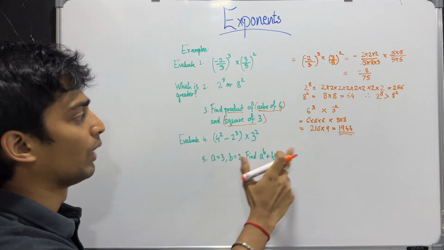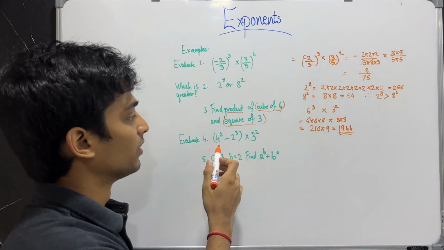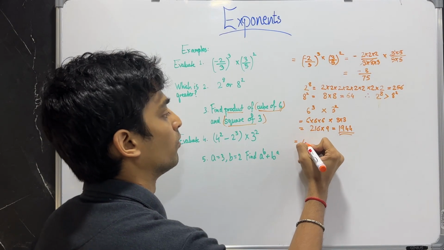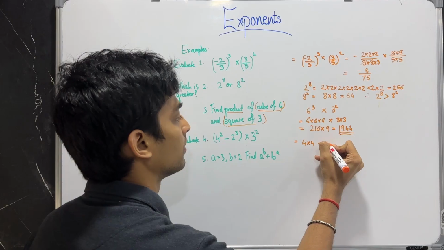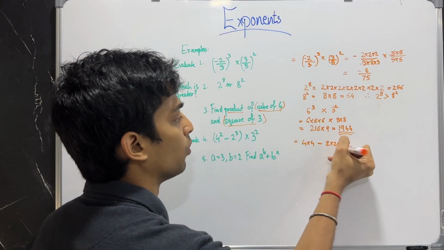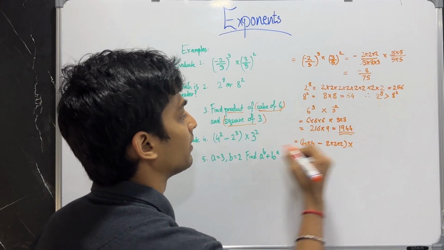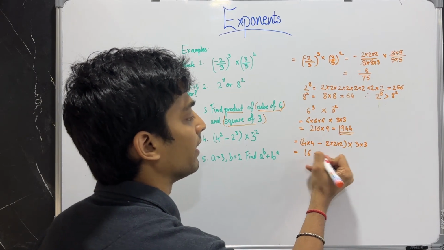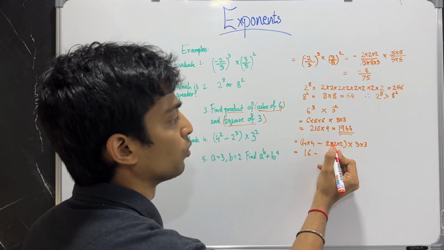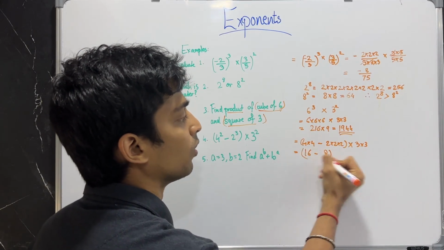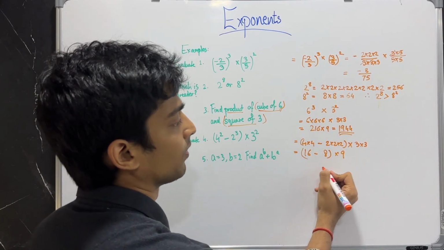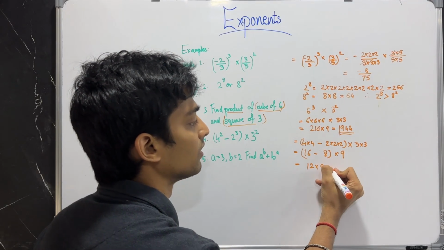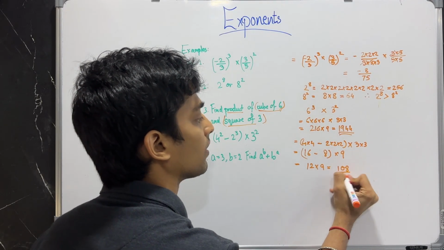Question 4, evaluate. Same method we'll follow. So 4 square minus 2 cube, we can write it as 4 multiplied by 4 minus, bracket, 2 multiplied by 2 multiplied by 2, whole bracket multiplied by 3 square, 3 into 3. Next we get 16 minus 8, whole bracket multiplied by 9. So we get 12 into 9, which is 108.